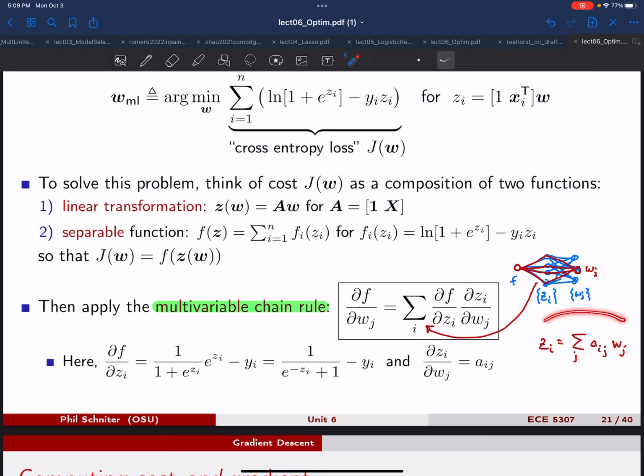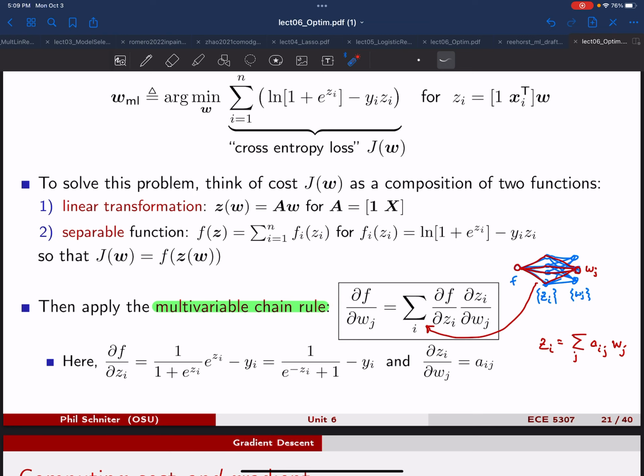So given this, how do we compute dzi dwj? It's pretty easy, right? You just move the derivative through the sum. You then take the derivative with respect to wj, and you get aij. Okay, so once you have those two things, you plug them into this sum, and you have the term we'd like.